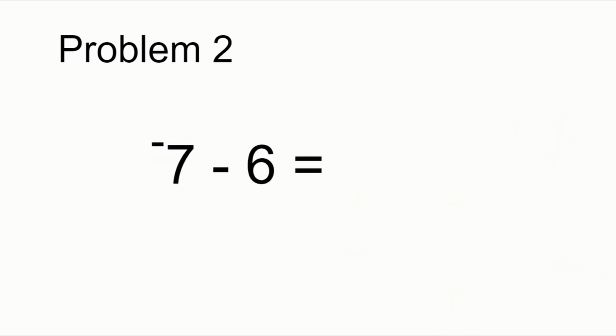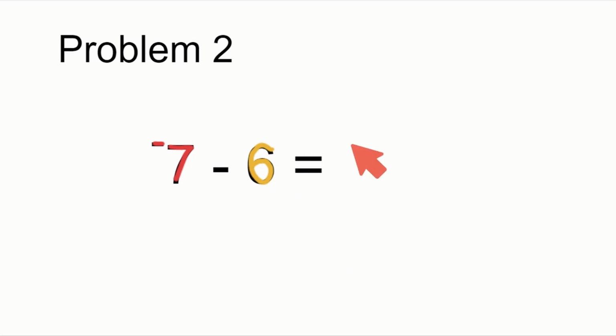Problem 2. Negative 7 minus 6. So what do these numbers mean in terms of our chips? Negative 7 is like having 7 red chips, or 7 negatives. And minus 6 means we're trying to take away 6 positives.